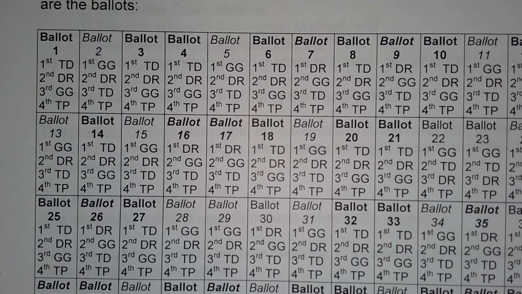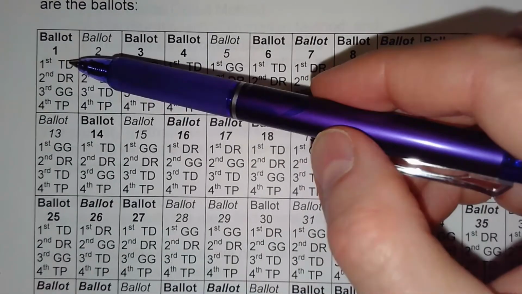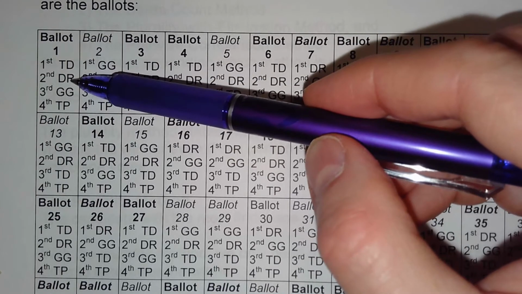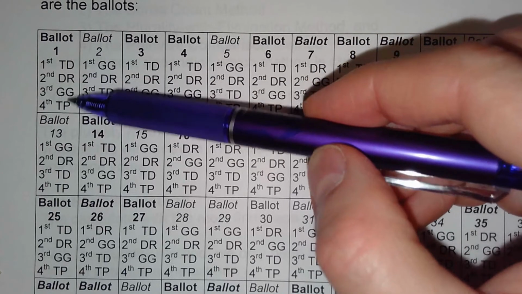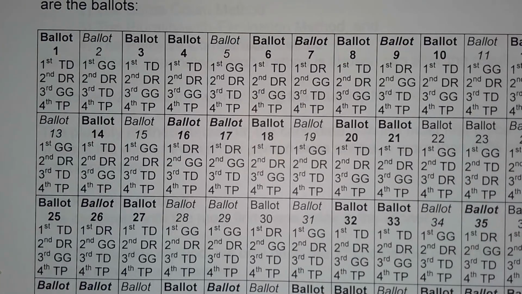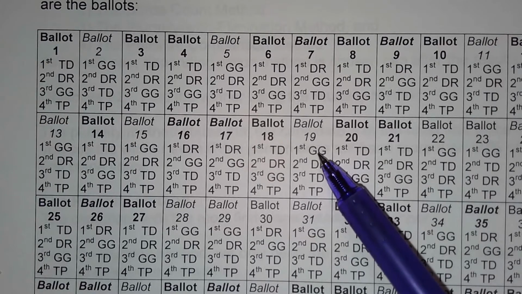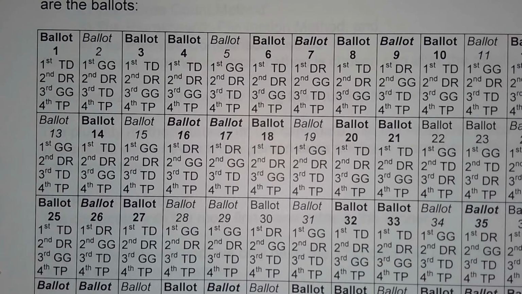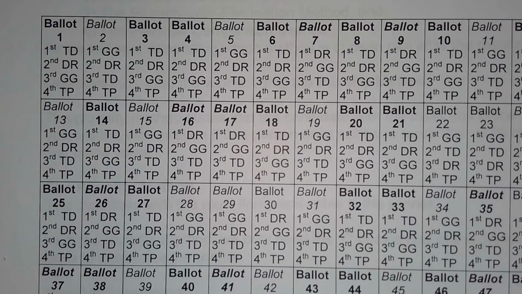And these are what we call preference ballots. If I look at, say, ballot 1 here, it means this particular sports writer said Tim Duncan first, then David Robinson, then George Gervin, and then Tony Parker. Whereas if I look at a different ballot, say number 19, they ranked George Gervin first, then David Robinson, then Tim Duncan, then Tony Parker. And these ballots above are called preference ballots.